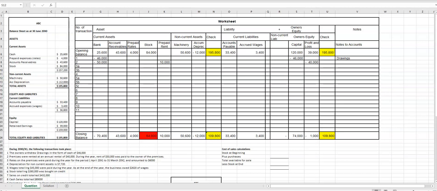So our third transaction is rates on the premises were paid during the year for the period 1st of April 20x1 to the 31st of March 20x2 and amounted to $6,000. So let's start with the amount we've paid. So the amount which has left the bank account is $6,000. So we need to reduce our bank account by the $6,000. So a minus figure there.